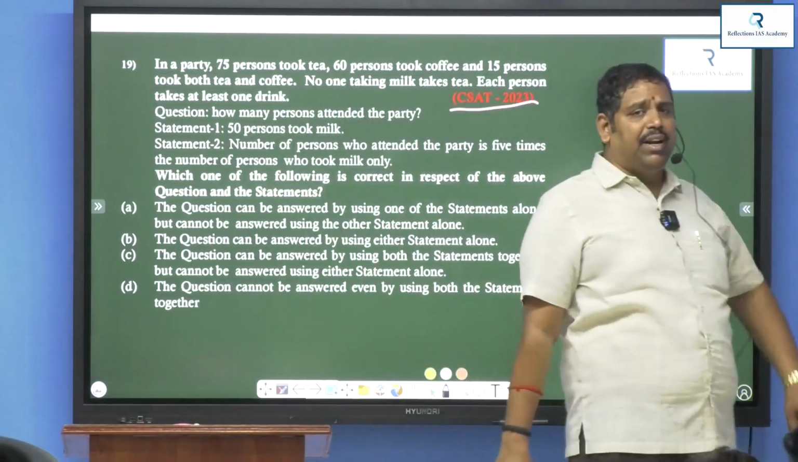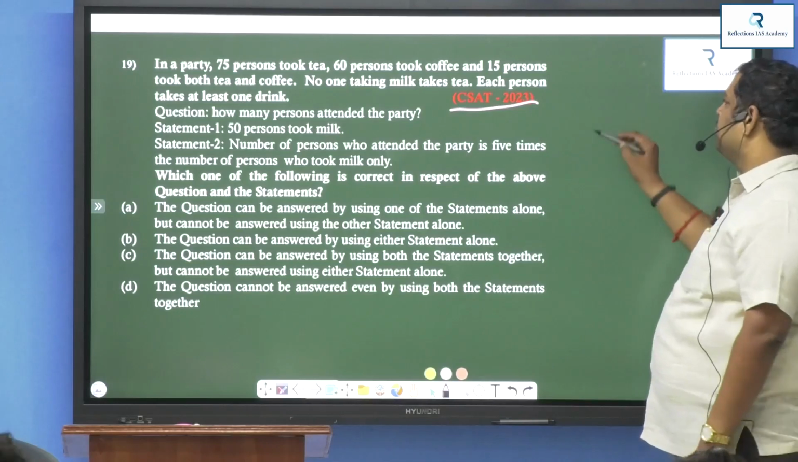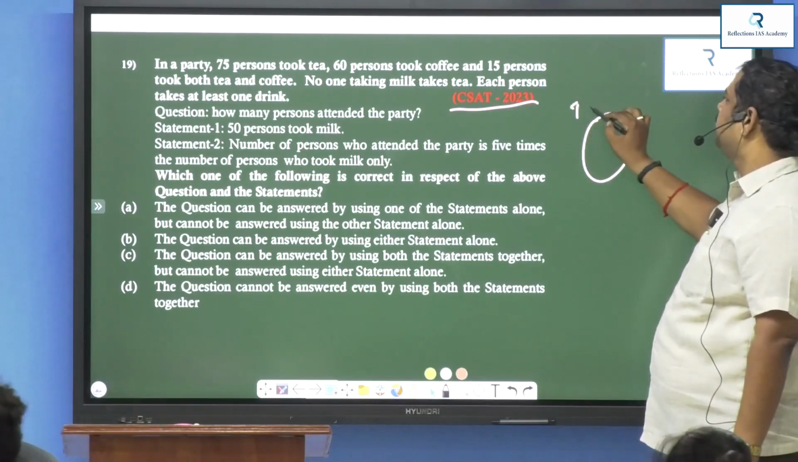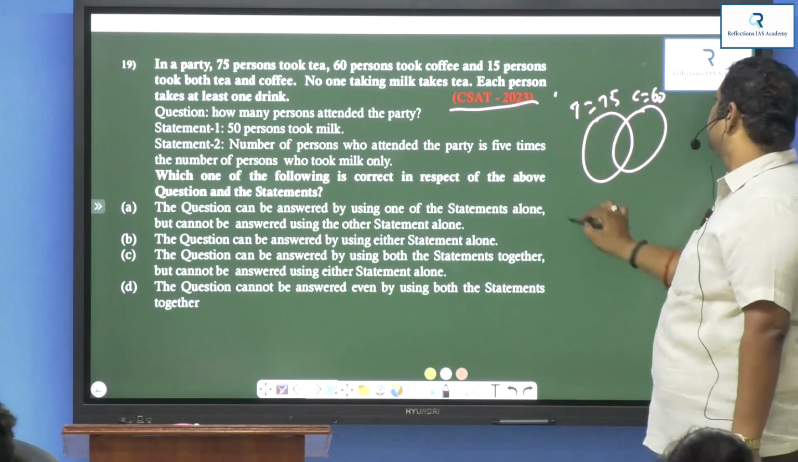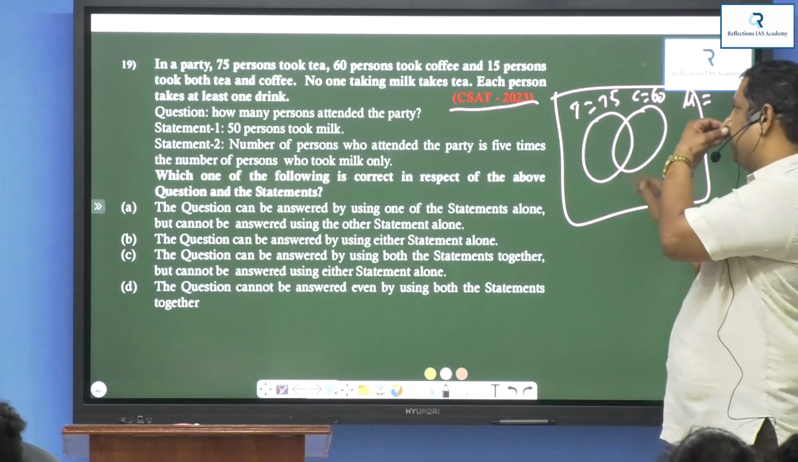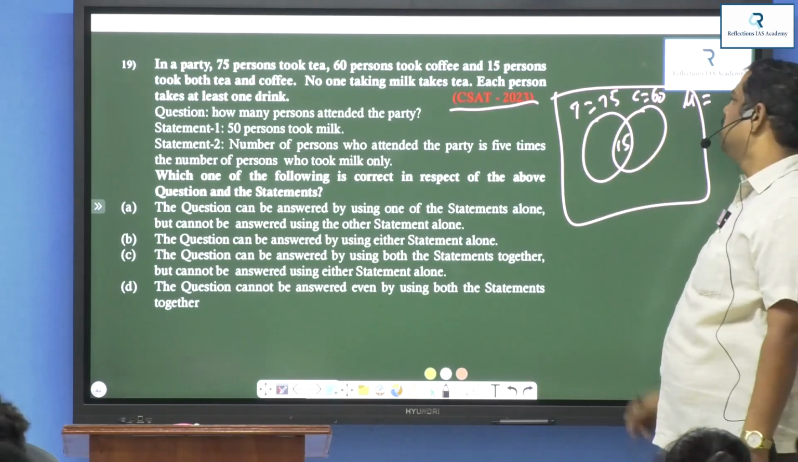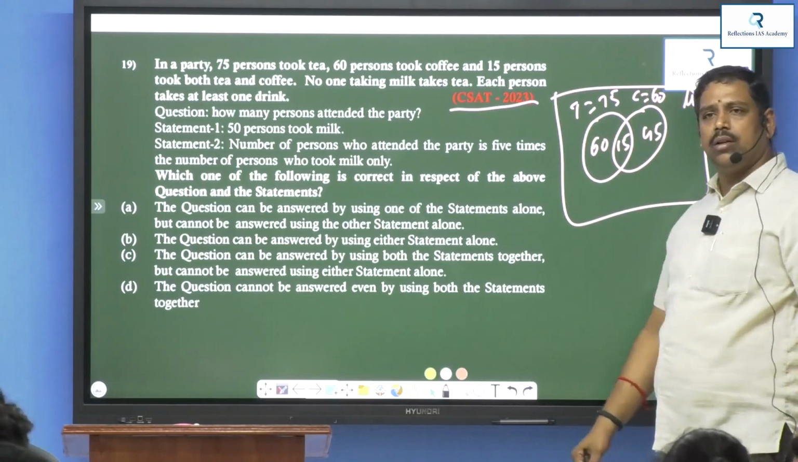So this is a Venn diagram or table? Venn diagram. Okay. 75% took tea. 60% took coffee. So this is mu, I don't know the value of mu. 15% took both. Means what about this? What about this? Okay. Right or wrong?